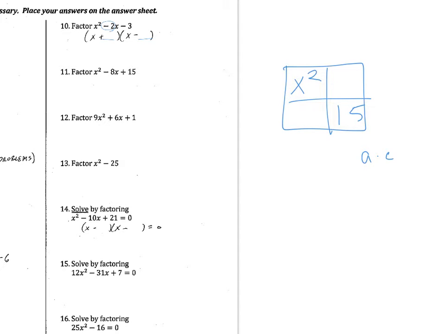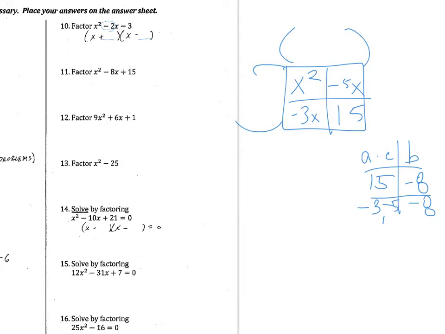So A times C, you got to come up with B. A times C is going to be 15. And we need to make a -8. So what multiplication facts give us positive 15, but make -8? And it would be -3 and -5. That makes -8, right? So it'd be -3x, -5x. And then we were going to make our parentheses. So make sure then you just pull out what's in common in these columns and rows.